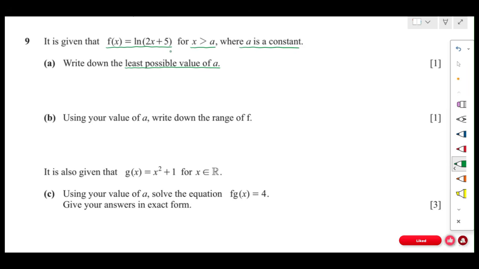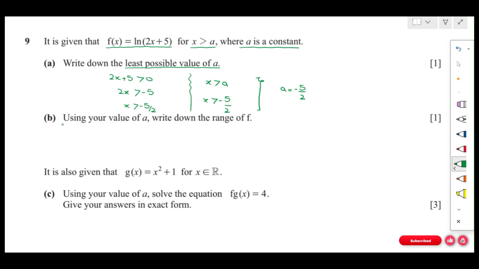So how do we write the domain for the logarithmic function? The log function exists when the argument of the log should be greater than 0. So 2x plus 5 should be greater than 0, so 2x should be greater than negative 5, and x should be greater than negative 5 by 2. So x should be greater than a, and x should be greater than negative 5 by 2. So what is the least possible value of a? That value is minus 5 by 2.